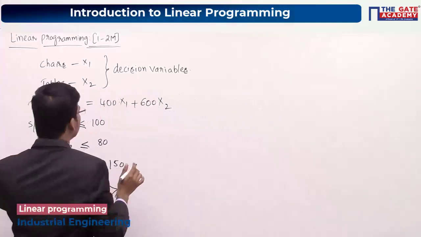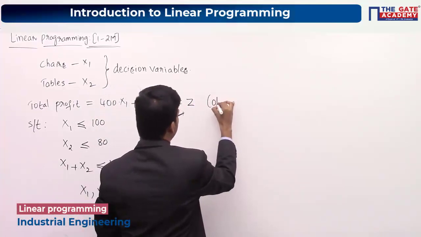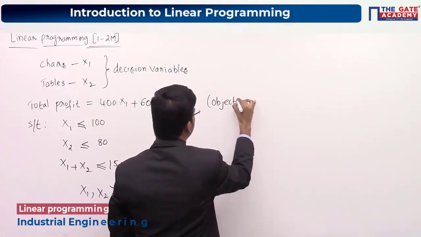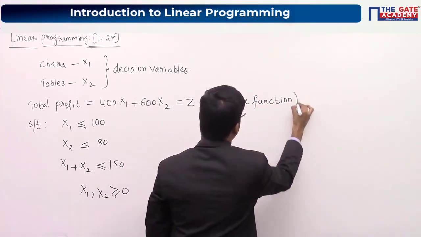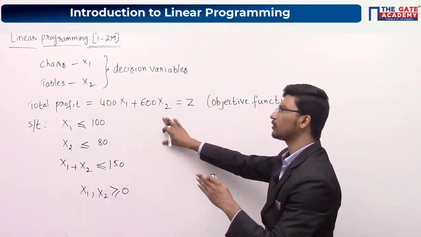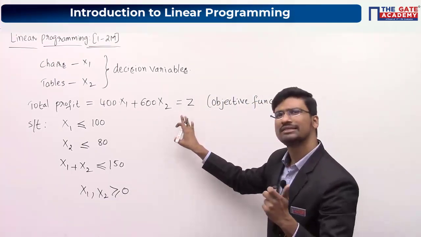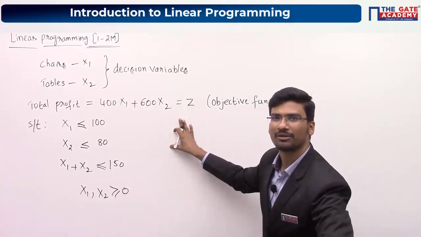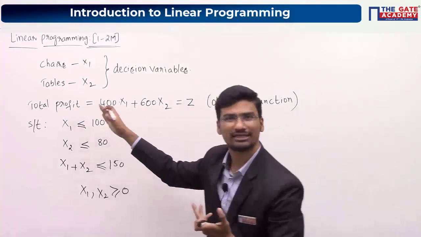Next, this function I am equating to z. This function we call the objective function. I am just giving some names to these equations. This function, which you are going to maximize or minimize, we call the objective function. Now, is it a maximization problem or a minimization problem? It is a maximization problem because profits are given in the question.